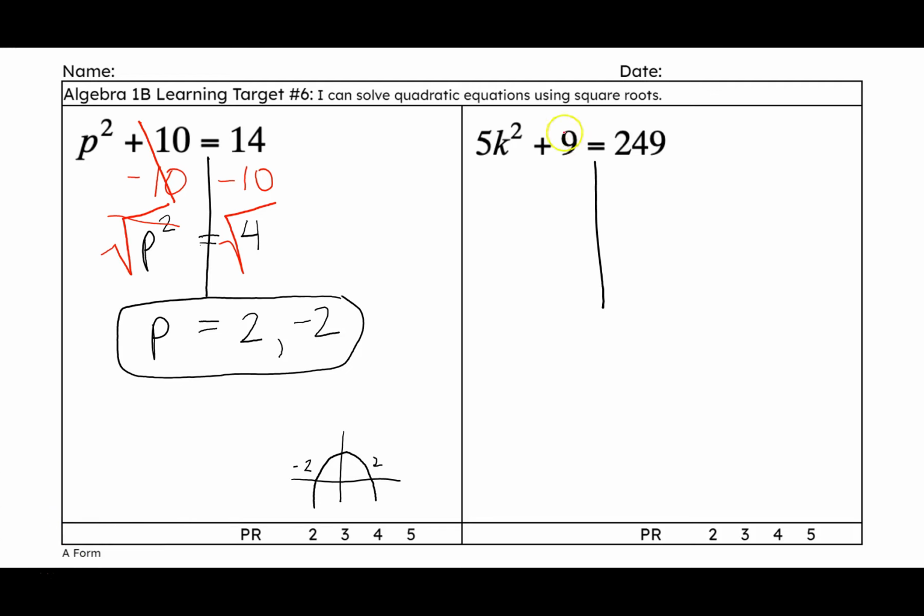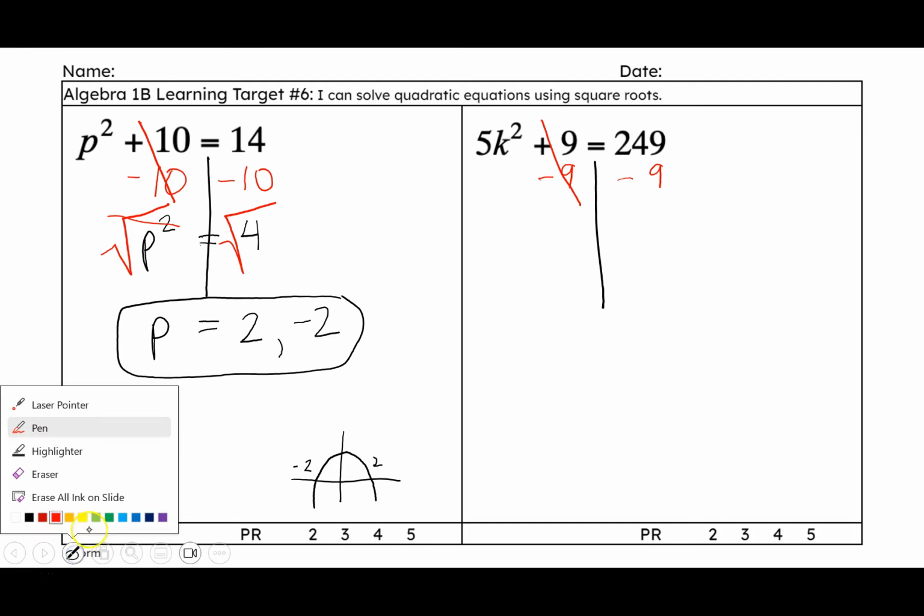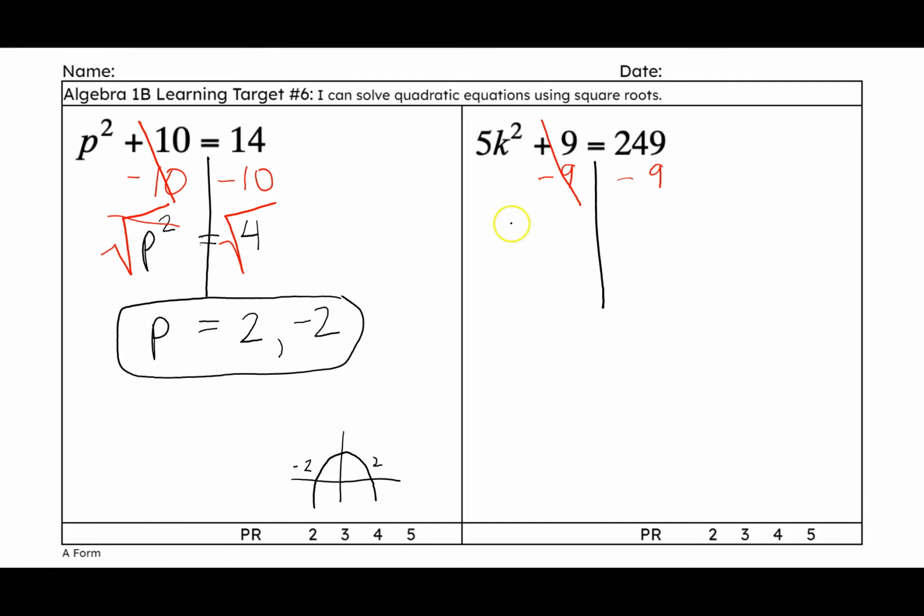Let's take care of that outer operation here of plus 9. I'm going to subtract 9. Don't forget to do it to both sides. Plus 9 and minus 9 are opposites, and they will cancel. The only thing now remaining on the left will be 5k squared. And on the right, 249, take away 9 is 240.